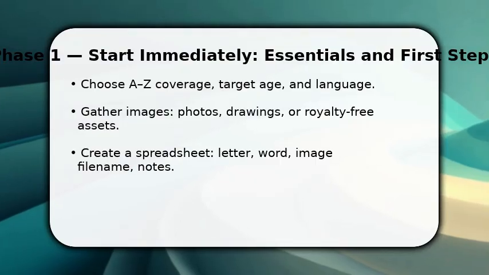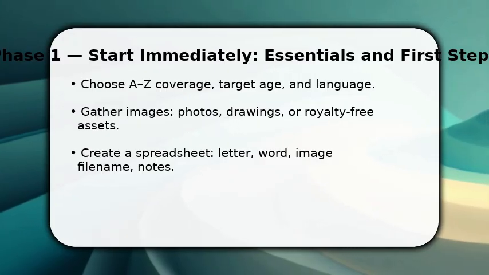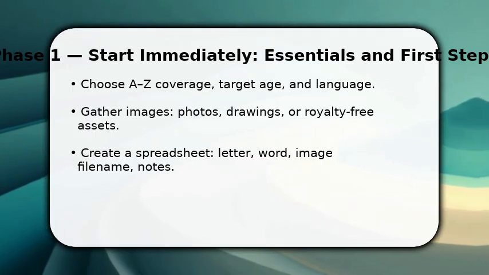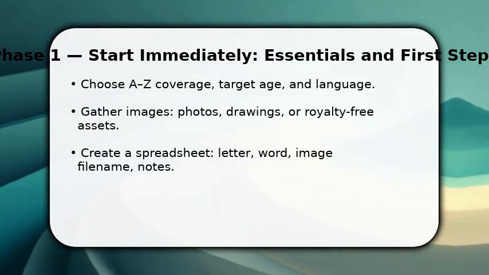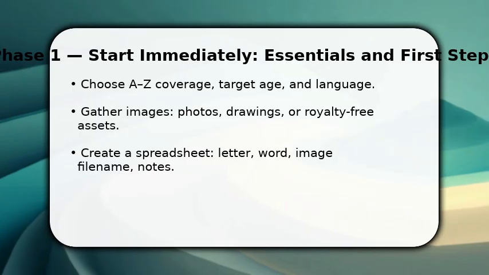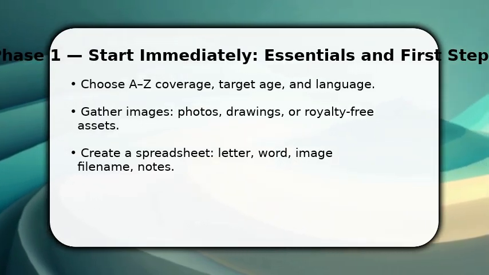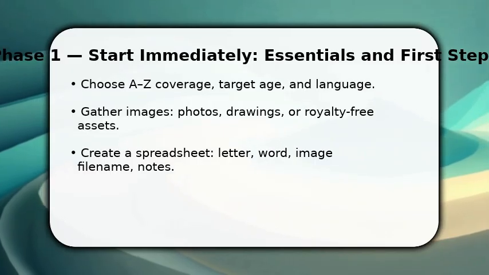You begin by deciding scope and assets so your picture dictionary is focused and usable. Select A to Z coverage, target age range, and language. This guides word choices. Once decided, gather images, take photos, commission drawings, or download royalty-free art. Make sure files are high resolution and consistent.